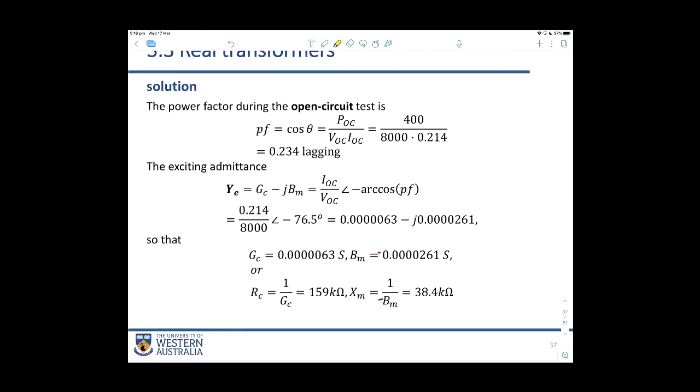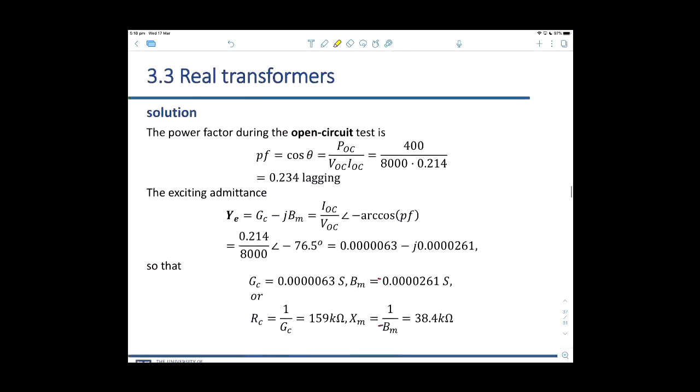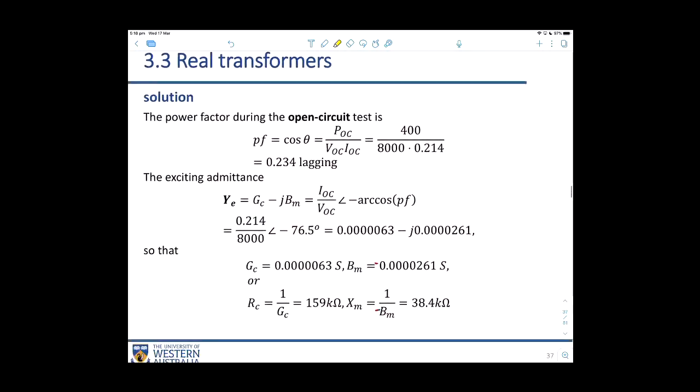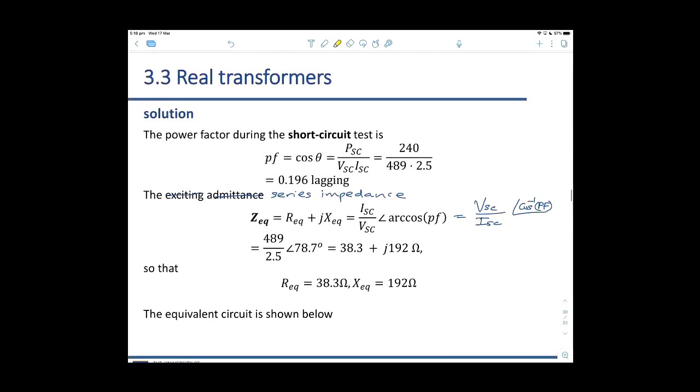All right. So we computed the parameters of the shunt branch. Now, let's go back to the short circuit test. Again, we have the voltage, current, and power measurement, right? So, for the short circuit test, again, we compute the power factor, because we know the power, we know the voltage, we know the current measurement. We find the angle theta, right? It's a lagging power factor, right? Again, because it's inductive, the series branch.